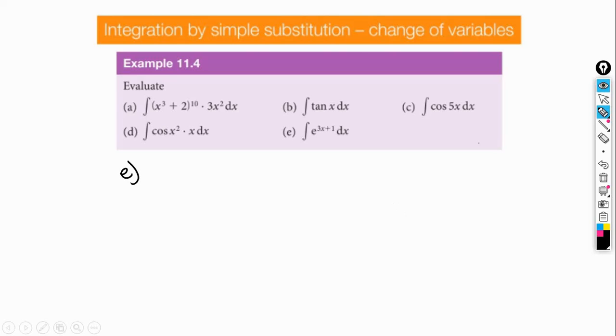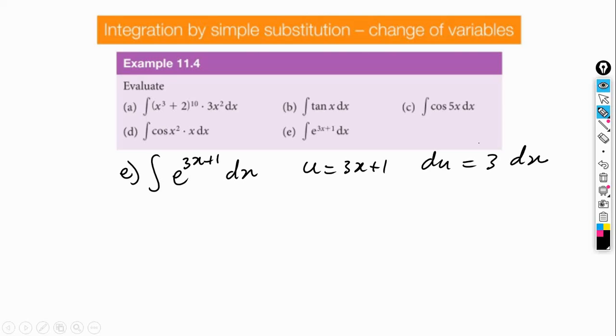So for e, we have to evaluate the integral of Euler's number to the power of 3x plus 1 dx. So whenever you see Euler's number, do the substitution with the exponent. So you would say, all right, u is equal to 3x plus 1, therefore the derivative of u is going to equal 3 dx. And then again, we don't have the 3, but we can put it here and just multiply by 1/3, and that won't alter the value of the integral.